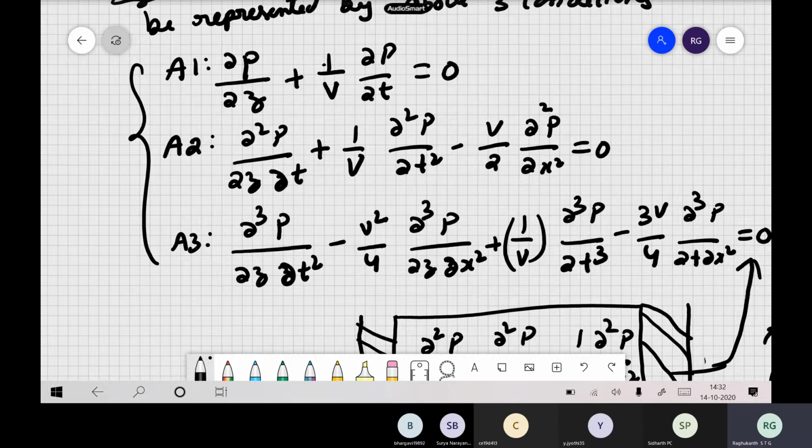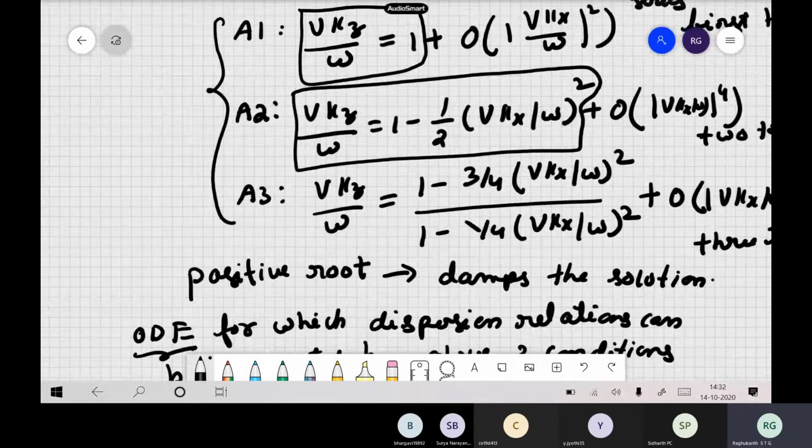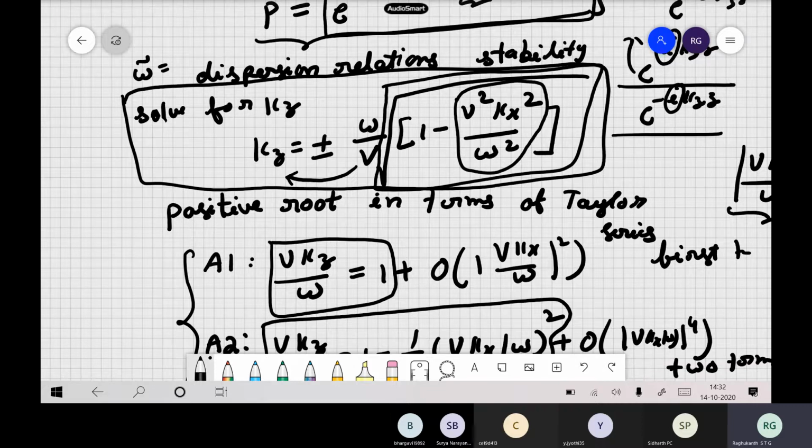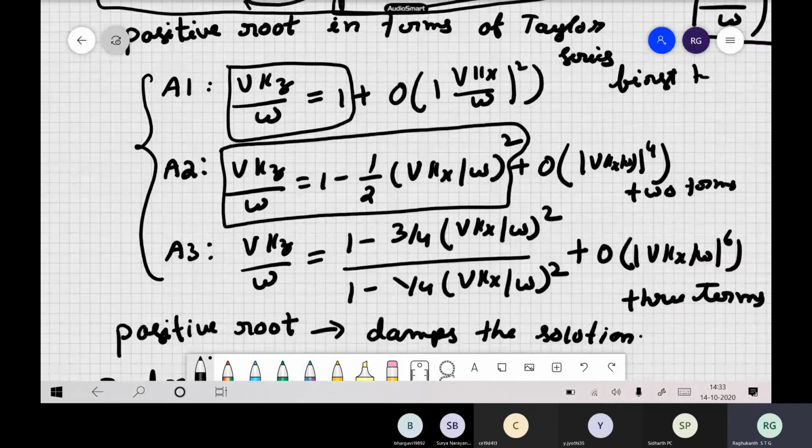See what we have done here. The original equation will have all types of roots, plus root, negative root, all those roots. Now in the paraxial region, among the two roots, one root will not damp the solution, and the other has all kinds of combinations. In the paraxial region, we always go for the damped solution only, so that the solution gets damped quickly. So we are taking only one root. These are the dispersion relations.